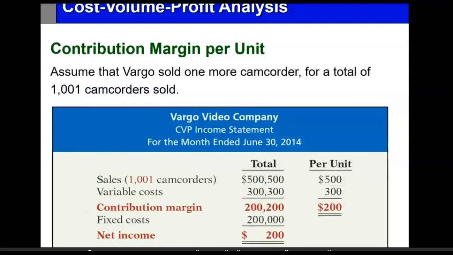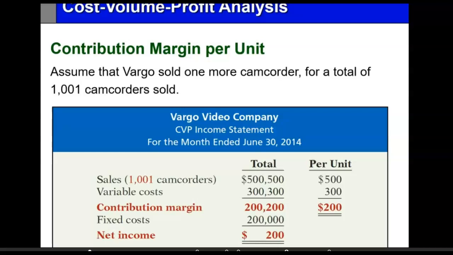However, when I sell the next unit, after I've sold enough to break even, that is, I now sell 1,001 camcorders, well, the per unit 200 becomes the profit because I no longer need that 200 to cover my fixed costs. So beyond the break even, the contribution margin per unit is the amount that the profit will increase with every unit you sell.